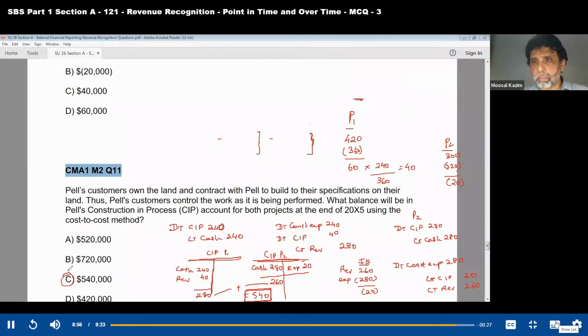We'll do more multiple choice questions just for you to get a hold of the CIP and BCP accounts. The profit calculation, I presume that you would have got the hang of it now. If not, you have to do more questions. So we will do some more questions in the next session on the contract asset and the contract liability accounts.